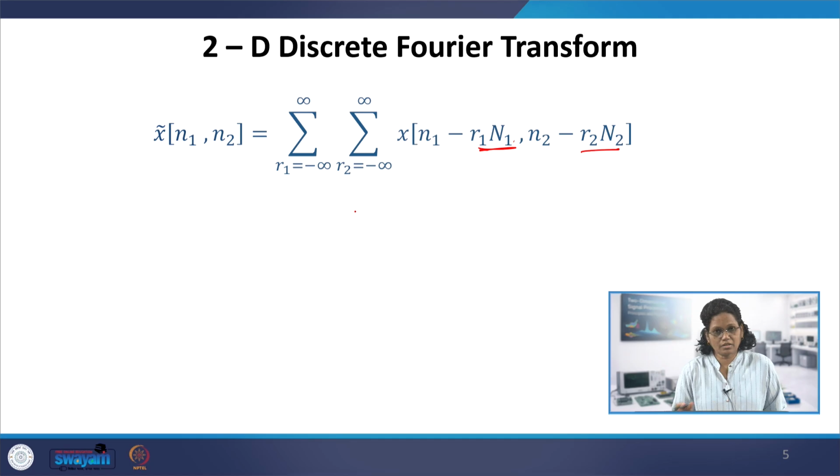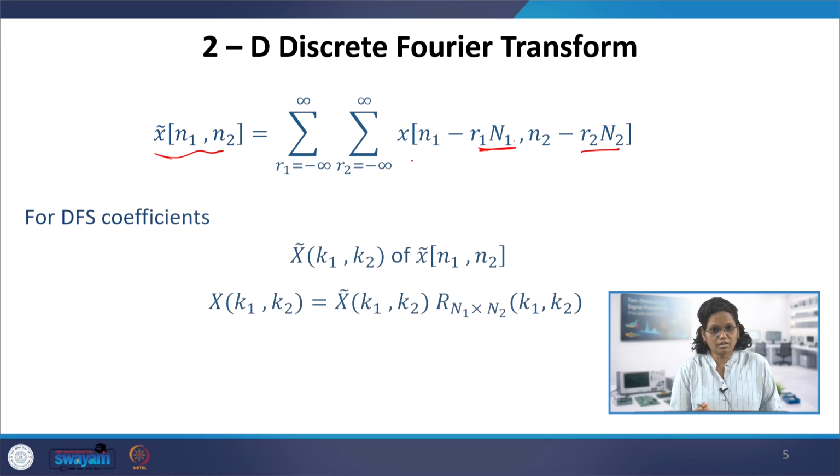So repeating that and then summing it over would give the periodic sequence, which is spreading from minus infinity to plus infinity. So this is how x of n and x tilde can be obtained from one to another. So what about the DFS coefficients?